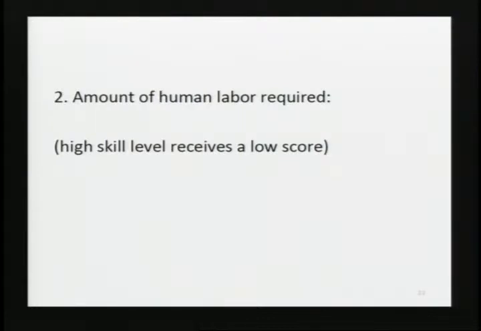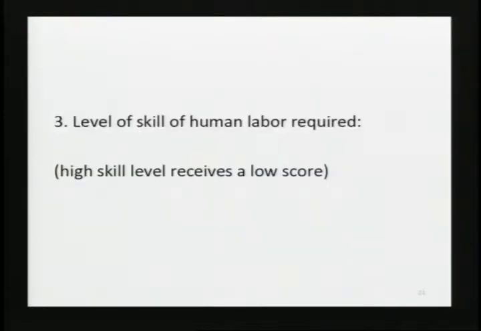The next item is amount of human labor required. A high score is going to indicate a strength of the project. If there's a high skill level required, this is a potential detriment to the project, and so that would receive a low score. On the issue of amount of human labor required, I'm seeing this as a pretty good situation. There's not a lot of human labor required, and so I give this item a pretty darned high score.